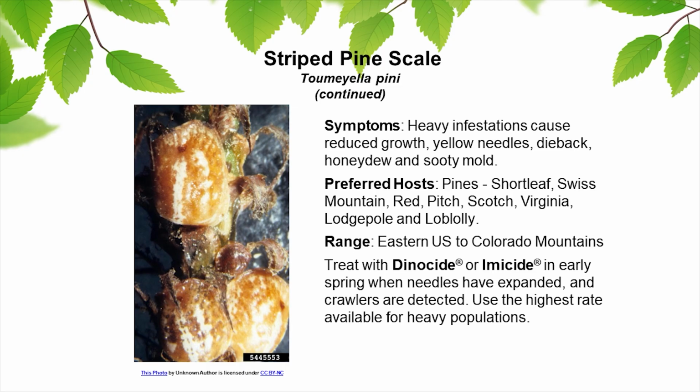Striped Pine Scale preferred hosts are pines including shortleaf, Swiss mountain, red pitch, Scotch, Virginia, lodgepole, and loblolly. They may be found in the eastern United States to the Colorado mountains. Striped Pine Scale can be controlled with dinoside or imicide. Apply in early spring when needles have expanded and crawlers are detected. Use the highest rate available for heavy populations.